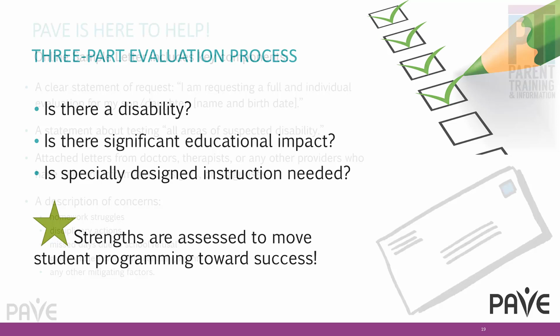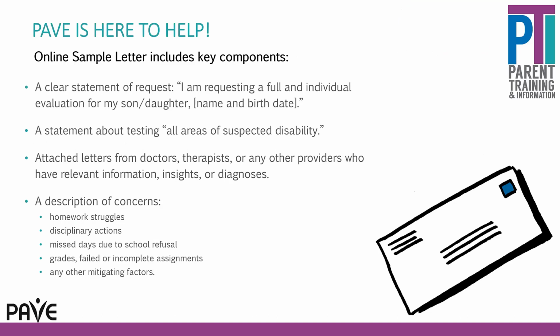Sometimes the school or a medical provider recommends that a student be evaluated for special education. Sometimes a family member makes that referral. PAVE recommends that families request a formal educational evaluation in writing. Our website includes a sample letter and instructions for submitting a request. An evaluation request letter should include all identifying information for the student and a clear explanation of the concerns. Attached letters from medical providers or outside specialists may support the request.